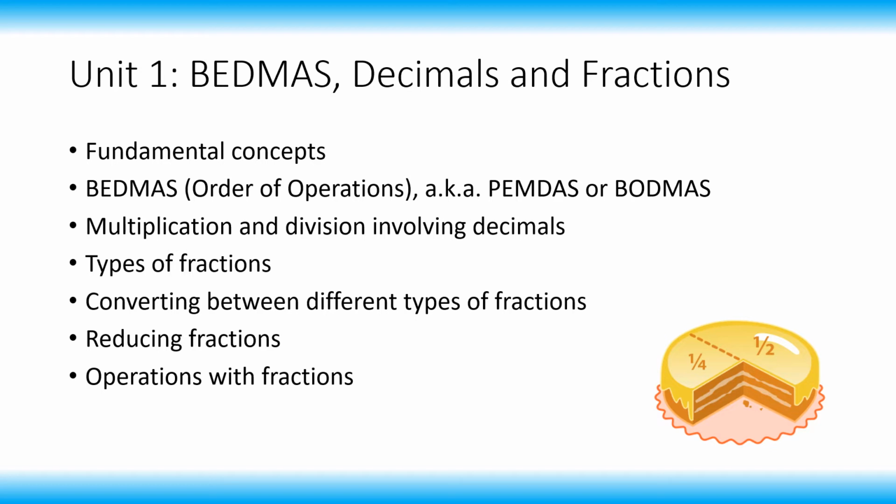So the first unit is going to be talking about things like BEDMAS, which is also known as the order of operations. So the way in which you would go about calculating an answer if I gave you a mathematical expression that had a whole bunch of different things going on. If there's some addition and some multiplication and something in brackets and something with an exponent, you need to know what thing to do first in order to get the right answer. You need to know the order of those operations in order to get the right answer.